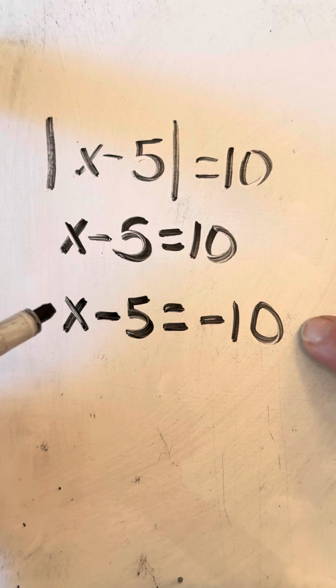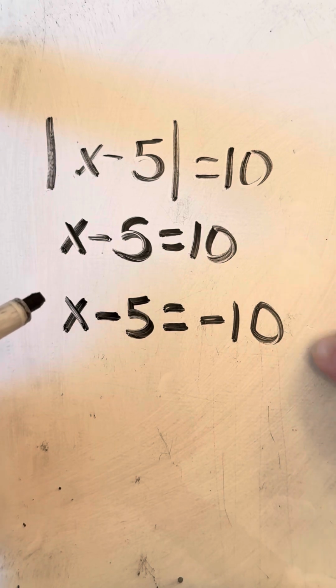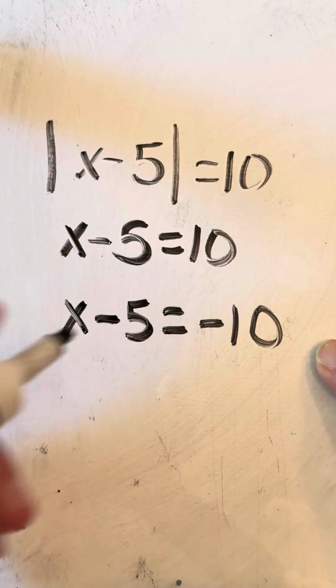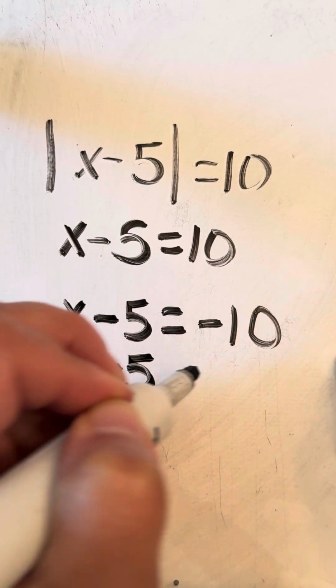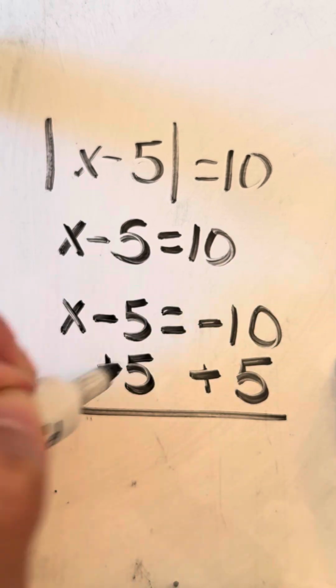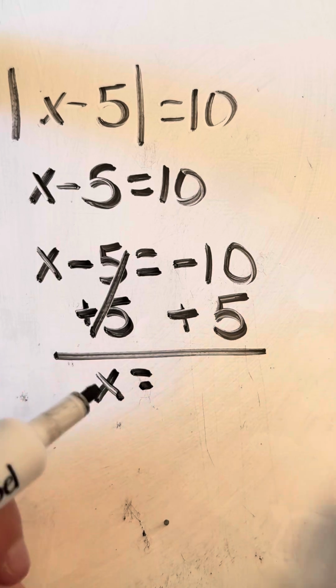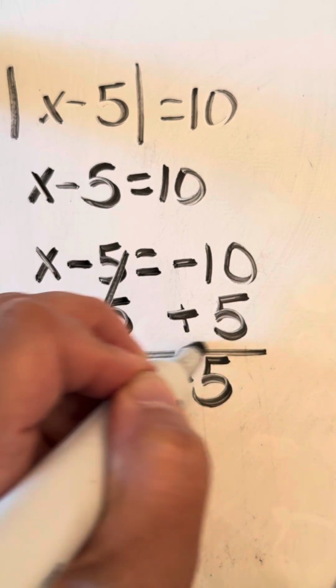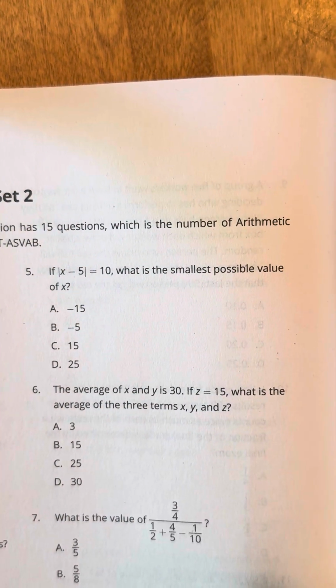The reason why I'm going to do this one instead of solving for this one is because I'm looking for the smallest possible, so I want to use the negative 10 on this one. Then I'm going to solve for x. Instead of subtracting 5, we do our adding of 5. That cancels that out, leaving me with x over here, and over here, negative 10 plus 5 is negative 5. So when we look at our possibilities, you can see that B is the correct answer, negative 5.